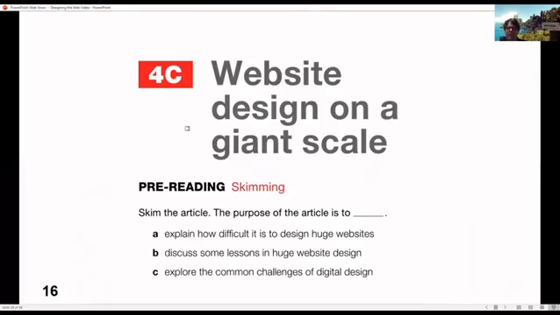Okay. So before you get into actually reading, let's just go over what the book likes to call pre-reading. So you don't have to read, just skim. Skim means just quickly look over it and then finish this sentence. The purpose of the article is to. Now, the hint can also be in the title, not always, but sometimes. And the title of this is Website Design on a Giant Scale. So that might help a little bit.